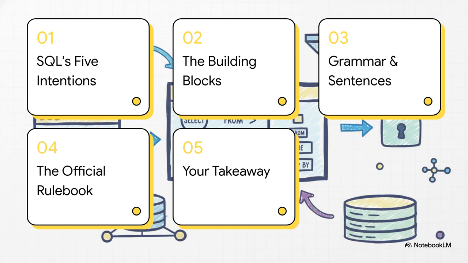Okay, so to really get a handle on this language, we're going to look at its anatomy. First, we'll talk about why we use it. It has 5 core intentions. Then, we'll dig into its vocabulary, its grammar, and finally, who even makes the rules, before we wrap it all up with the big takeaway.